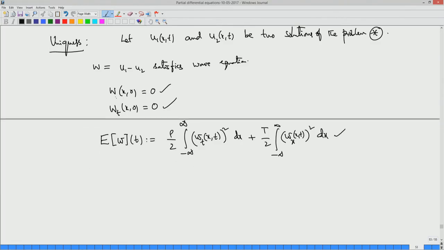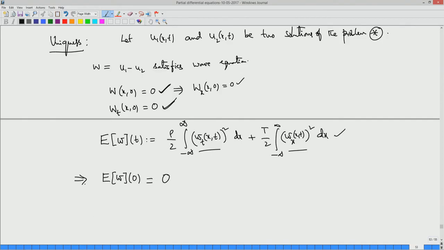Now, if you put w at x0, t equal to 0, E of w of 0. What if at t equal to 0, w_t at x0 is 0, and w at x0 is also 0? So this implies w at x0 is 0, which means w_x at x0 is also 0. So this is also 0, this is 0, this is from the second condition, the second initial data. So this is actually 0.